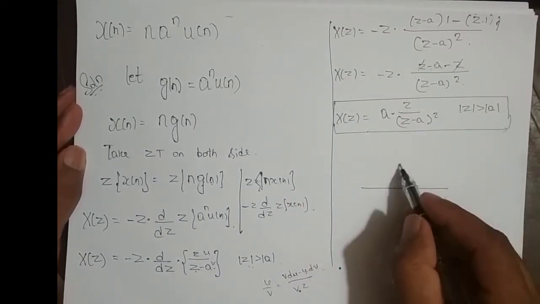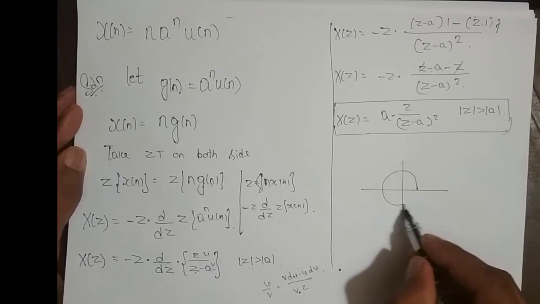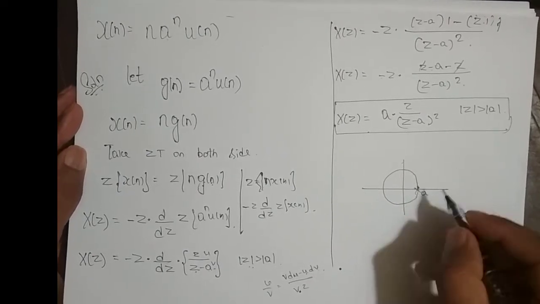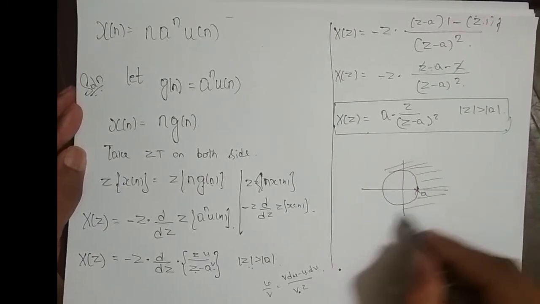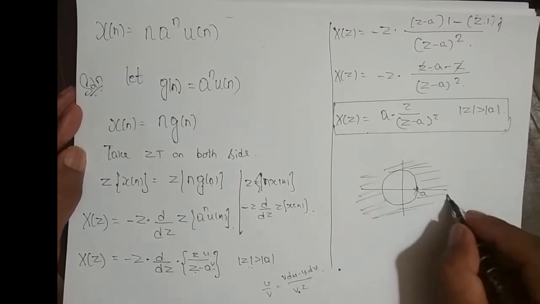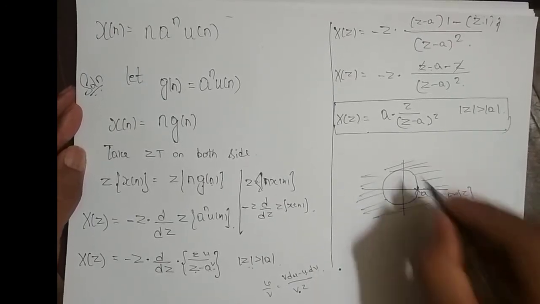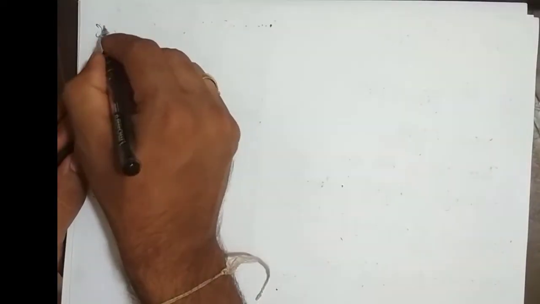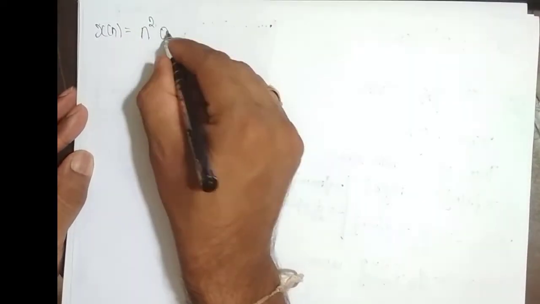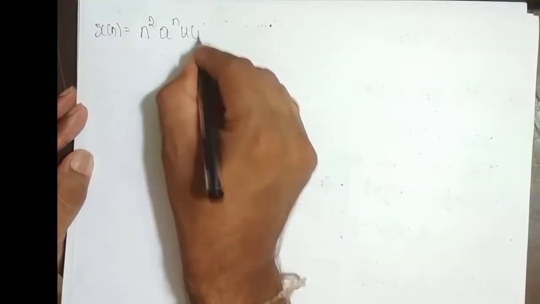If I take it to Z plane, so ROC is a circle with radius a and it is outside. So real part of Z and imaginary part of Z. So we will take up one more. Sequence is x of n is equal to n square a power n u of n.